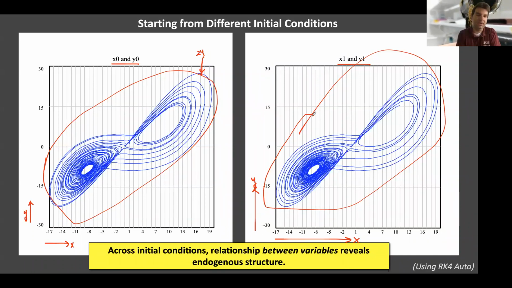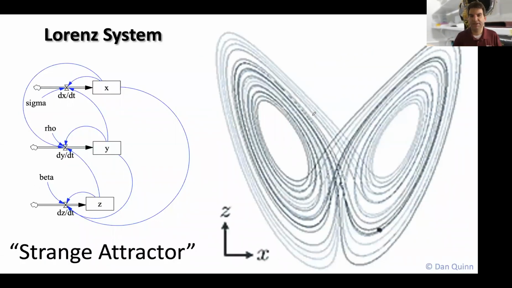But I can't see what that deterministic pattern is unless I plot the variables together like this and look at their relationship to each other, as opposed to plotting them separately over time. And this pattern that I'm showing here is what's called a strange attractor. This is the system that I simulated.